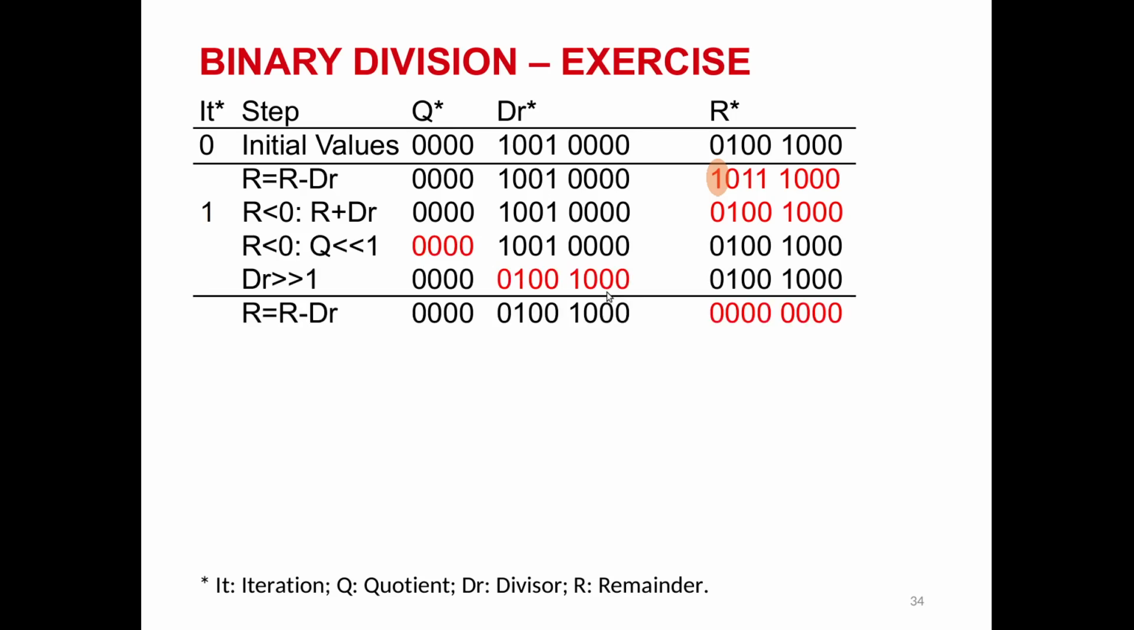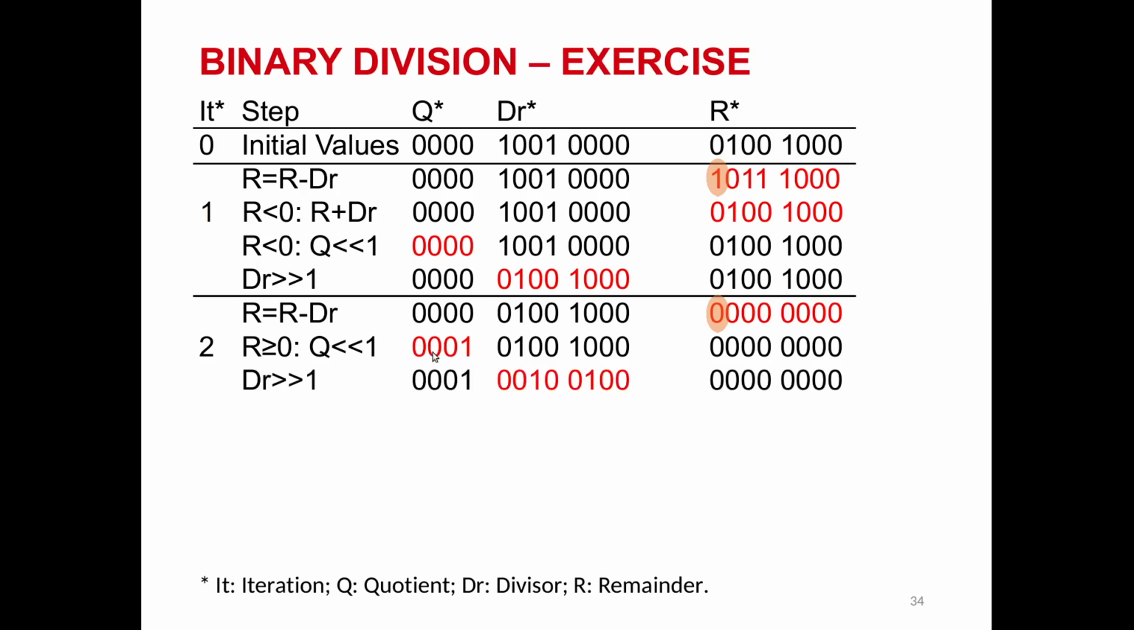At the second step, we take this R value and subtract DR. Here we have the result 0, and so it is larger than or equal to 0, and so we don't need to revert this value back, but we put 1 in the least significant bit of Q and shift everything 1 bit to the left for Q. So we have the new value of Q here, and then DR must be shifted 1 bit to the right, and the new value is written here.